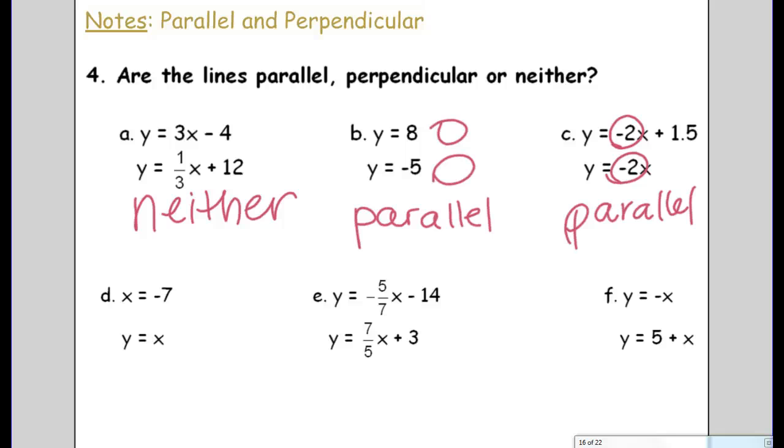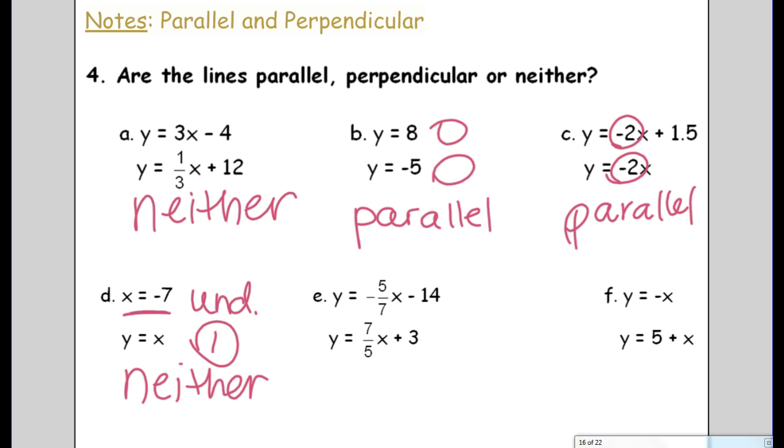Benny, D. What'd you get for D? Let's take it one thing at a time. What's the slope of this one? It looks like this. Could you make a U or a Z out of this? Okay. The slope of this one is undefined. What's the slope of this one? What's sitting in front of the X? 1. Undefined and 1. Are those parallel, perpendicular, or neither? Neither. Very good. Those are neither.